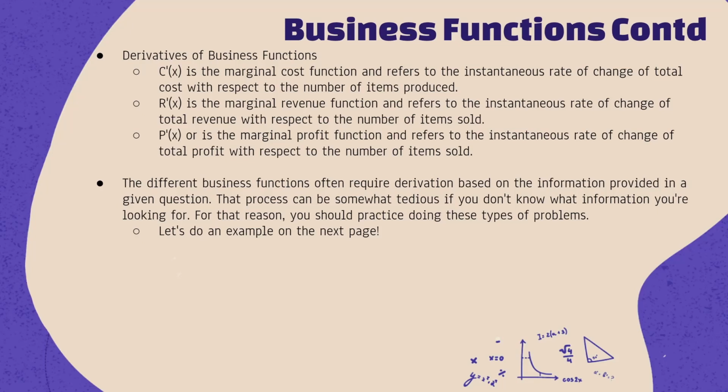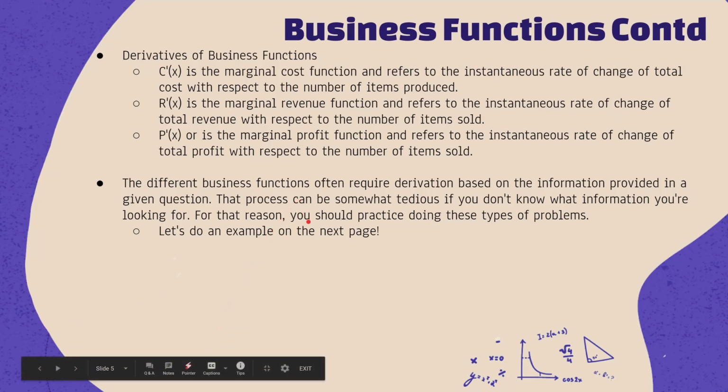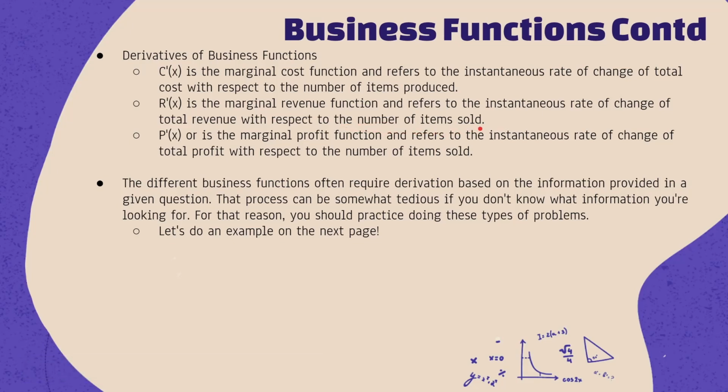The next function, or the derivative I should say, is R prime of x, which is called the marginal revenue function, and it refers to the instantaneous rate of change of total revenue with respect to the number of items sold. Again, if you want to see how well you were doing at 100 sales compared to 200 sales, you could find the average rate of change, right? But if you want to know what would happen if I sold exactly 150, finding the instantaneous rate of change of your revenue would let you do that.